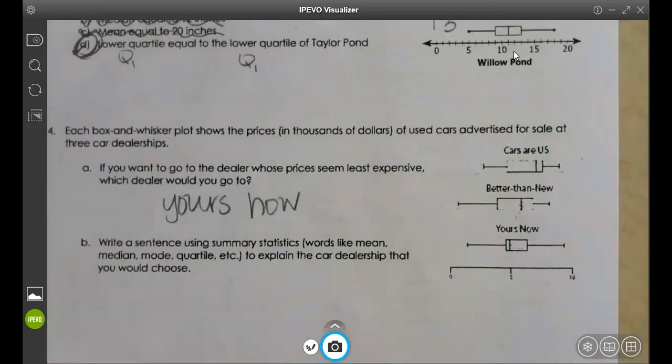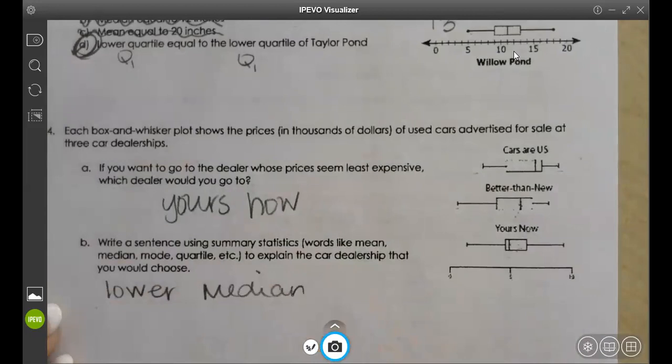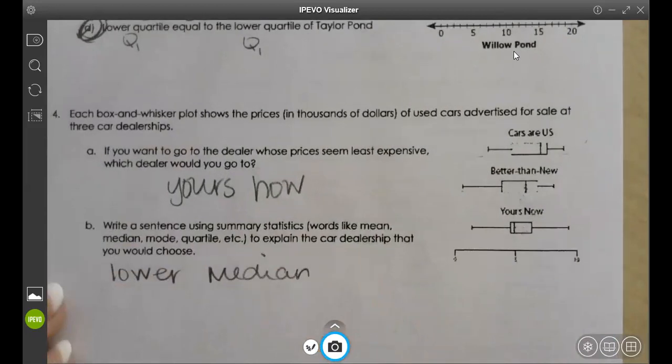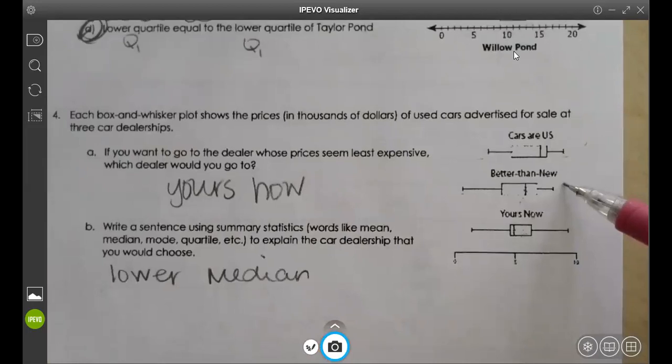So it says, write a sentence using summary statistic words like mean, median, mode, quartile to explain the car dealership that you would choose. So that's what we just did. Why did we choose yours now? It has a lower median. If we chose better than new, why'd we say we would choose this one? The minimum is the smallest. Everybody good between the 3? Anything like that is what they're asking you for. Got it? All right. So that's all of your notes.